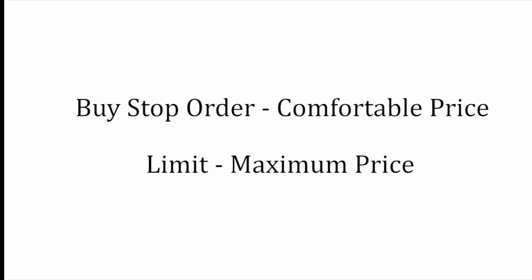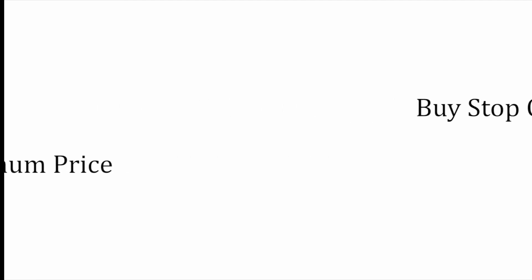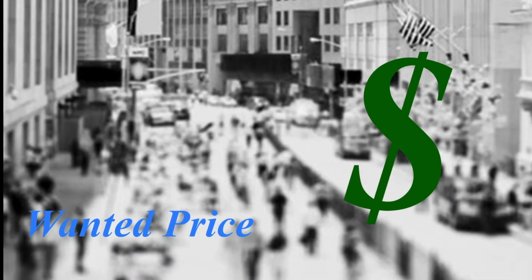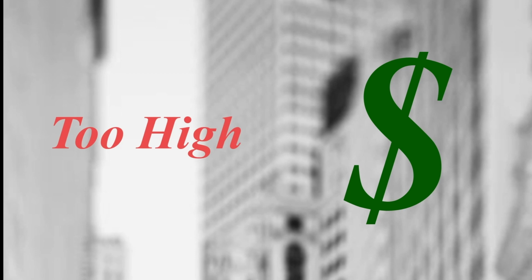For a buy stop order, you set a stop at the price you would consider buying the stock and the limit at the maximum price you're willing to pay for the stock. This type of order would be used if you're waiting for the stock to rise in price, but you want to make sure you buy the stock before it rises too high.